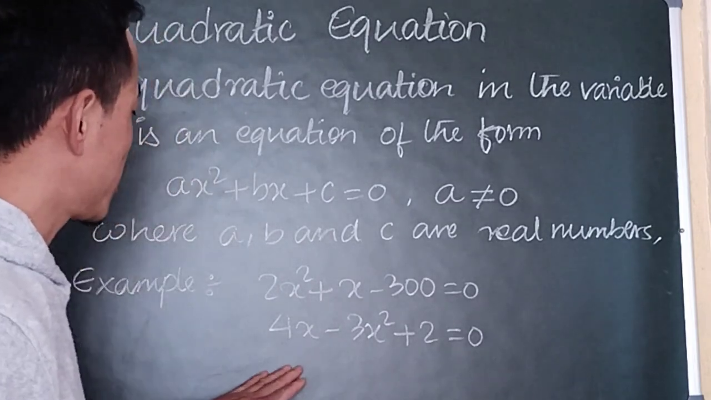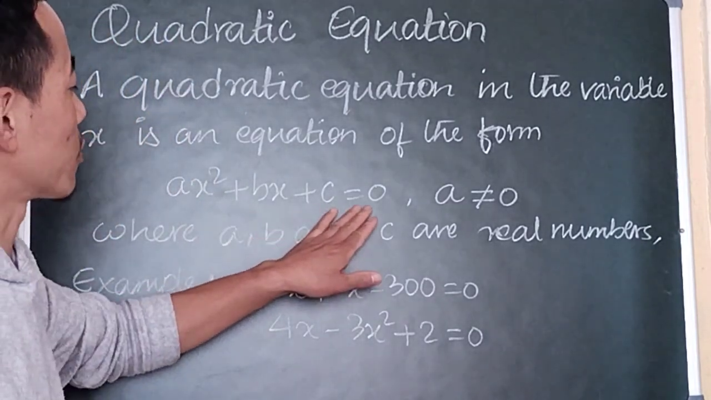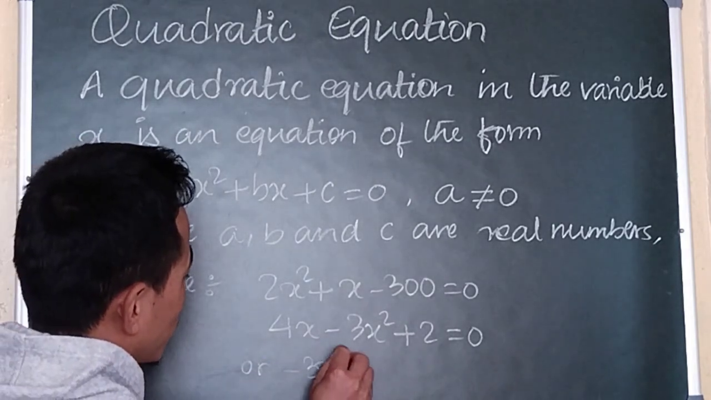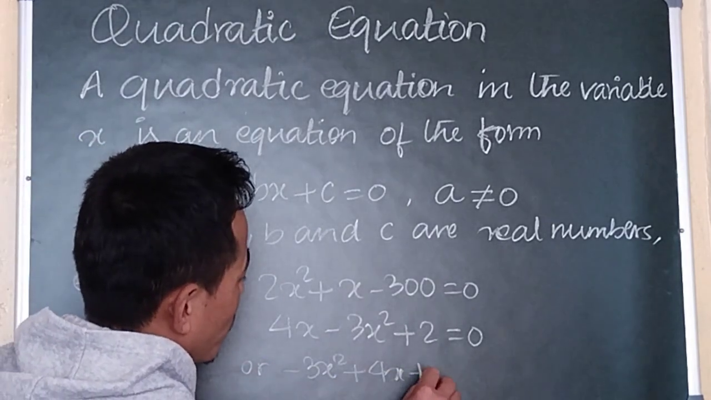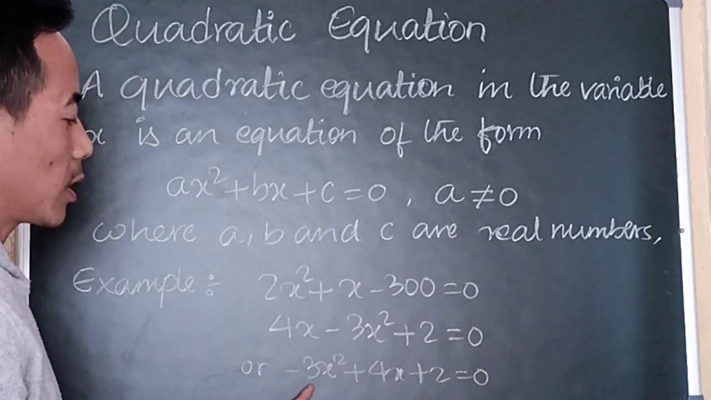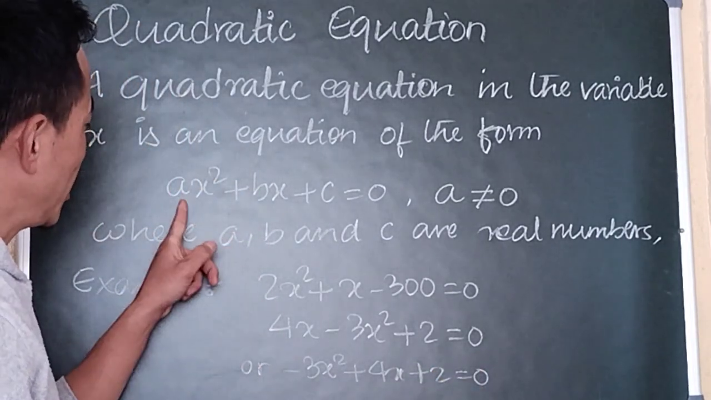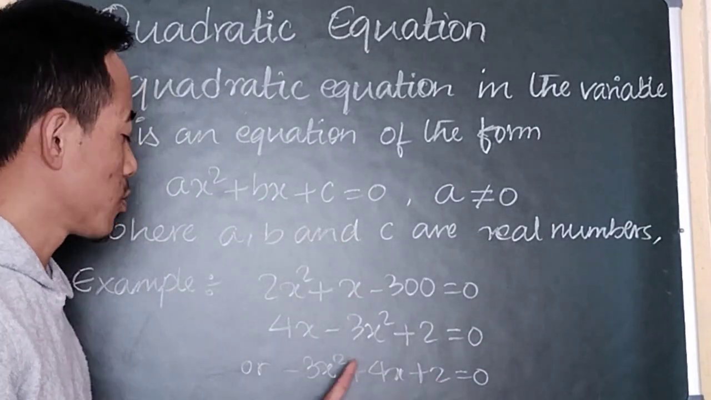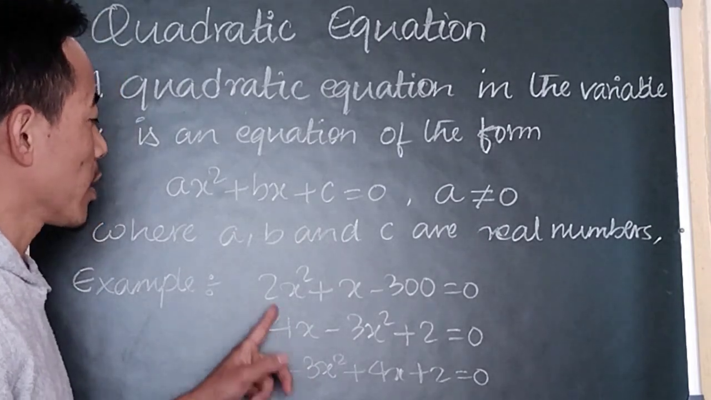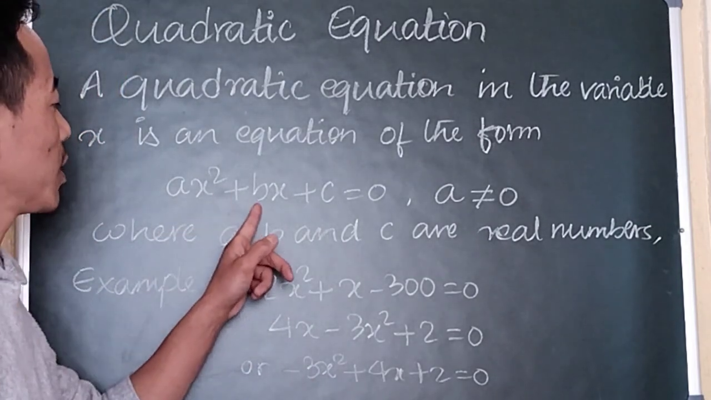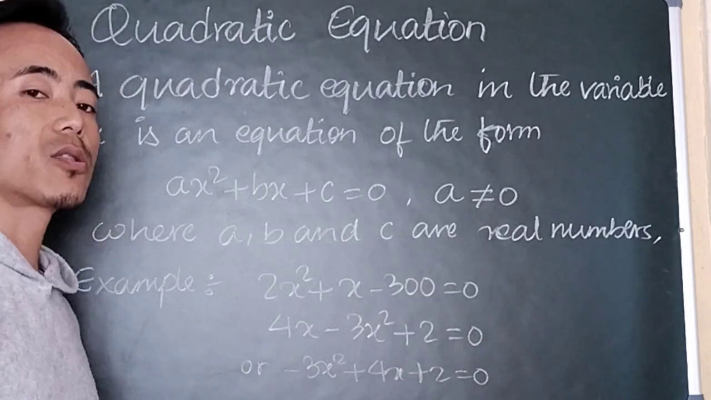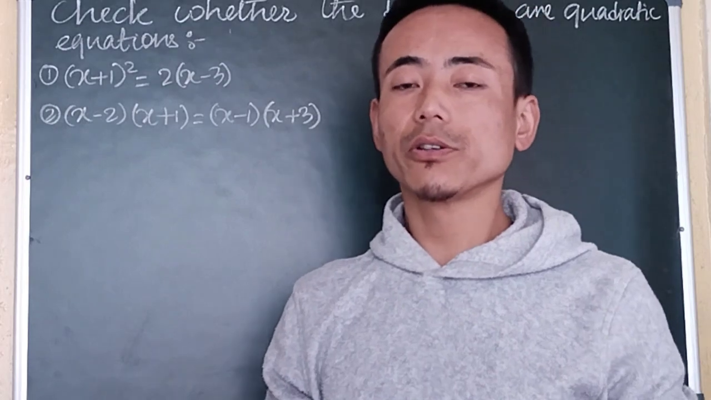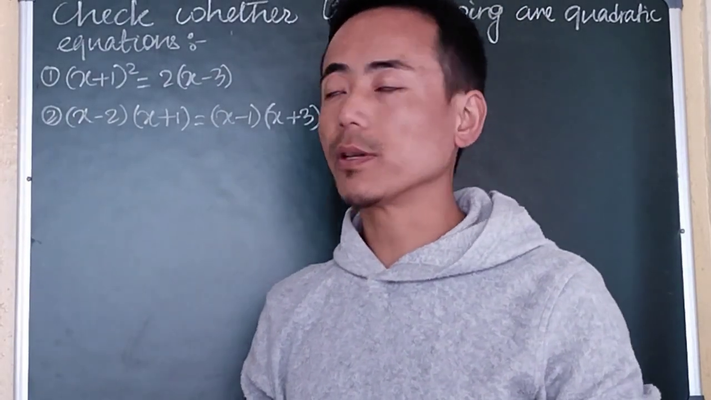Now, in order to have the same form as ax squared plus bx plus c equals 0, we can arrange this equation and write this as minus 3x squared plus 4x plus 2 equals 0. Now, if we compare this with this equation, then a is minus 3, b is 4 and c is 2 here. So a here is not equal to 0. So any equation of this form ax squared plus bx plus c equals 0 is called a quadratic equation.